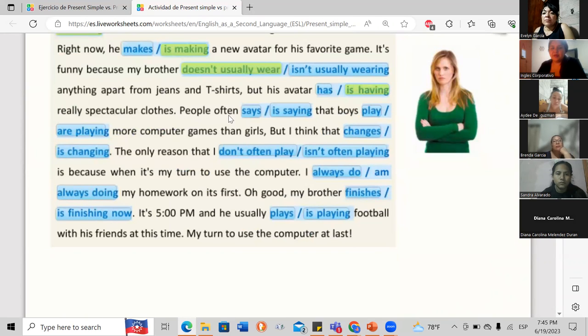Sandra, people often says or is saying that boys... is saying. People often is saying or says. Saying? Is saying. Okay. Diana. The boys plays were playing more computer games than girls.